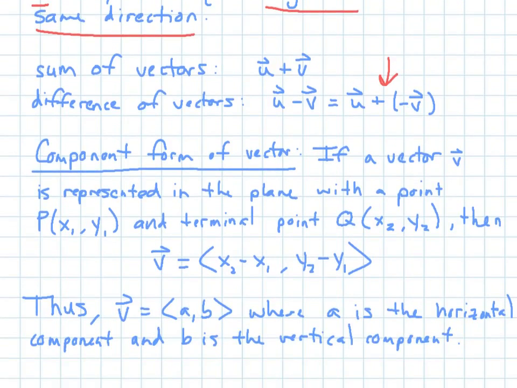And to do that, we use something called component form. So in component form, if you have a vector V, it's going to be represented in the plane with a point P, x sub 1, comma y sub 1. So that's like your initial point. And then your terminal point Q, which is x sub 2, comma y sub 2. Then we'll write it as kind of an ordered pair, but instead of with parentheses, we use arrows. Okay, and so they're like angle brackets.